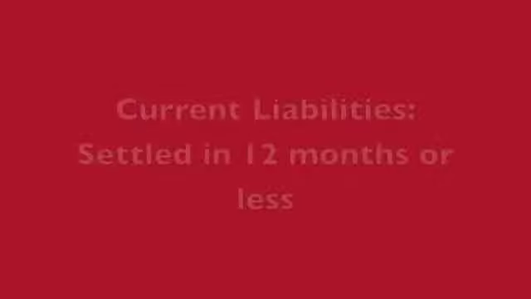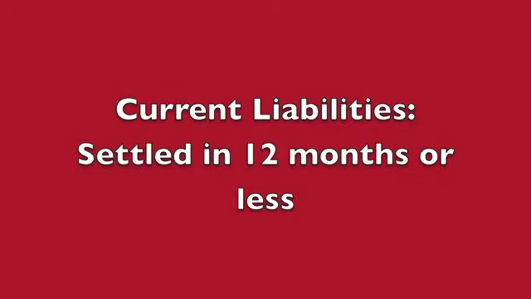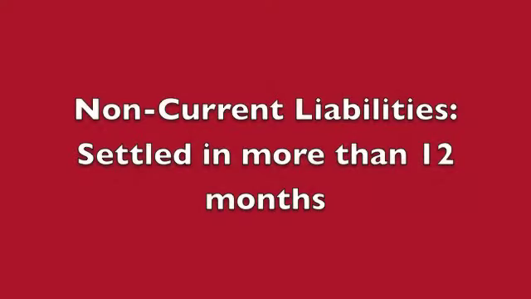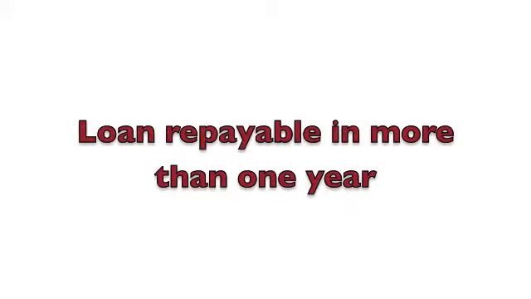What are current liabilities? They are liabilities that will be settled in 12 months or less. Examples of current liabilities include accounts payable, bank overdraft, accrued expenses, and any loan that is repayable within 12 months. Non-current liabilities are liabilities that are settled in more than 12 months. Examples include a loan repayable in more than a year.